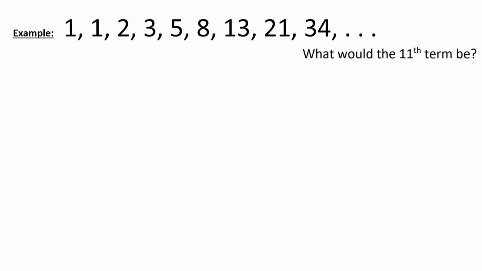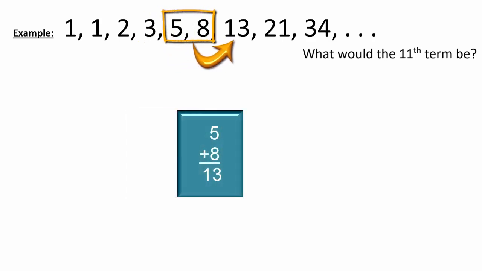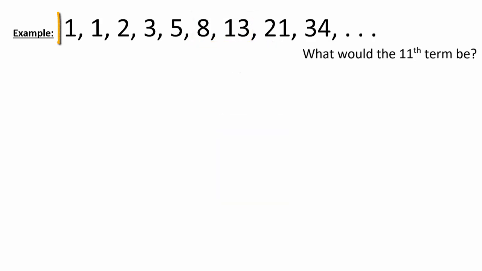This sequence has the numbers 1, 1, 2, 3, 5, 8, 13, 21, 34. What's the pattern here? Well, we have 3 plus 5 is 8. 5 plus 8 is 13. 8 plus 13 is 21. That works, doesn't it? Let's check it out from the beginning. If we take the first two terms in the sequence, and we add them up, we get the third number, don't we?